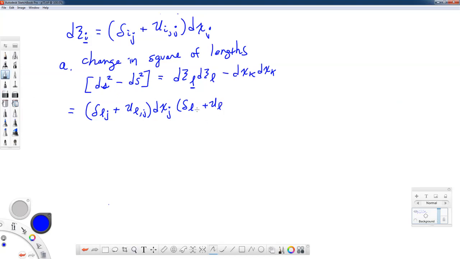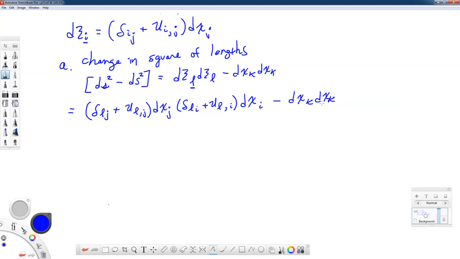How about I use I? Haven't used it yet. So Kronecker delta Li, UL comma I, dxi. Right? So all of this right here represents this first term that I have, and then I need to also include the second term, dxk dxk. Okay, now the Kronecker delta and the deformation gradient term, those all represent second order tensors.